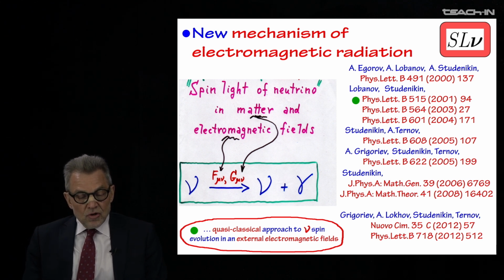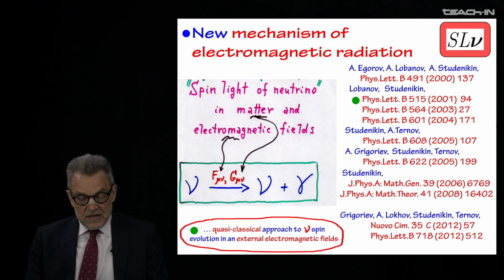Now I would like to come to a quite new mechanism of electromagnetic radiation that is also possible when the neutrino has non-trivial electromagnetic properties, and in particular a magnetic moment that allows the neutrino to be coupled to photons. That was proposed for the first time in our papers published together with Andrei Lobanov about 20 years ago. And we call this new mechanism of electromagnetic radiation of neutrinos the spin light of neutrino in matter. So here is the visual interpretation of this phenomenon: a neutrino moving in an external medium emits light.